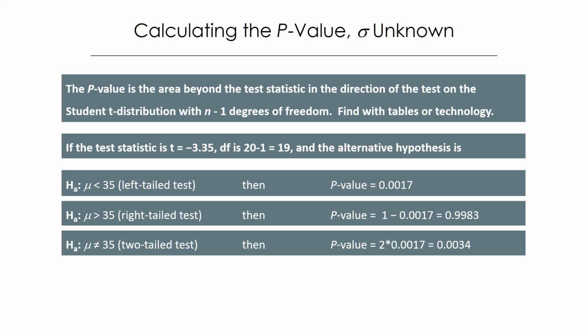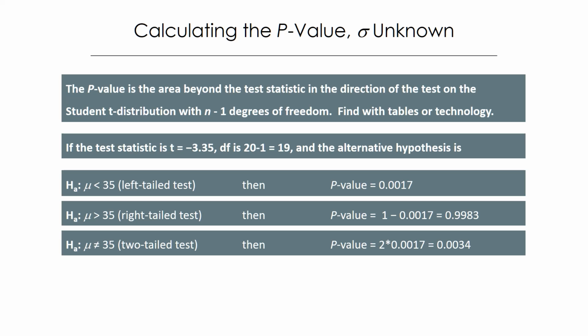When sigma is unknown, we use the Student t distribution with n-1 degrees of freedom, where n is the sample size. And we can find these with tables or technology. For example, if the test statistic is t equals negative 3.35, as in the previous example, and the degrees of freedom is 20 minus 1 or 19, and the alternative hypothesis is mu is less than 35, that would be a left-tailed test.